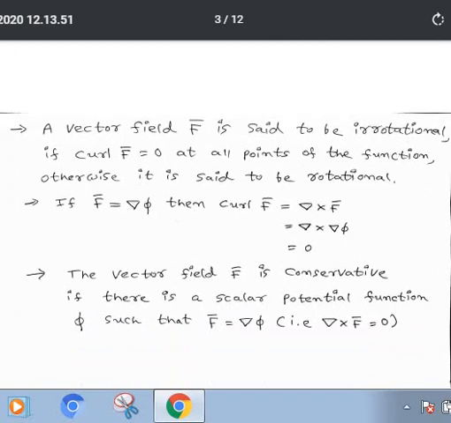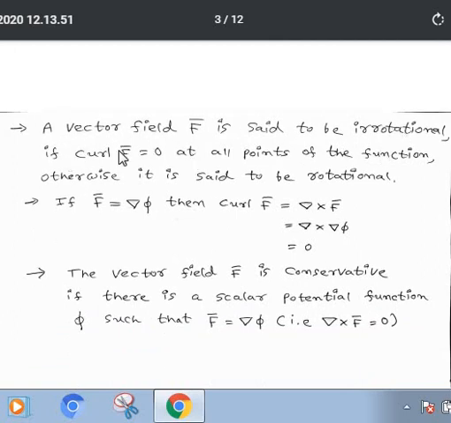A vector field f bar is said to be irrotational if curl f bar is 0. It means if curl f bar is 0, then the given vector field is called irrotational.